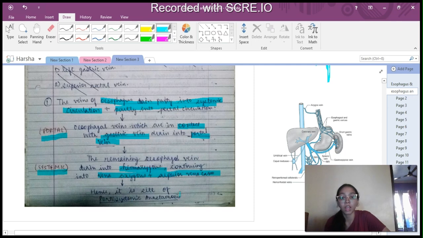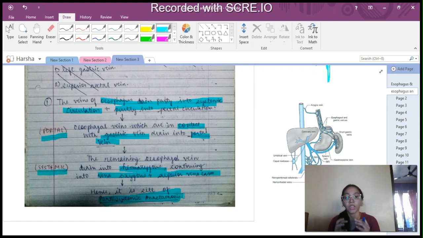Now what does the term anastomosis mean? It is an area where arteries and veins come together and form a web-like structure, known as the area of anastomosis. So this is portal. Here the portal system and the systemic system veins are being connected. Hence, this is known as portosystemic anastomosis.